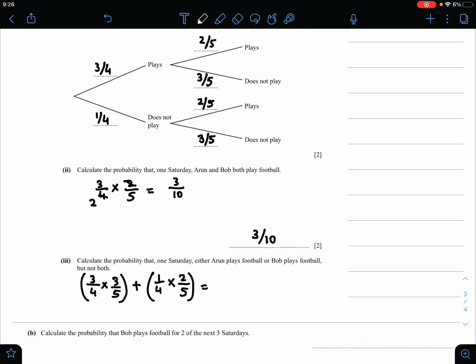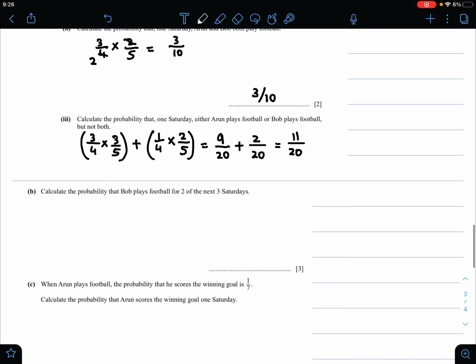So 3 by 4 multiplied by 3 by 5 will give you 9 by 20, plus 1 by 4 multiplied by 2 by 5 will give you 2 by 20. So that will leave you with your final answer as 11 by 20. Now let's move to part B.